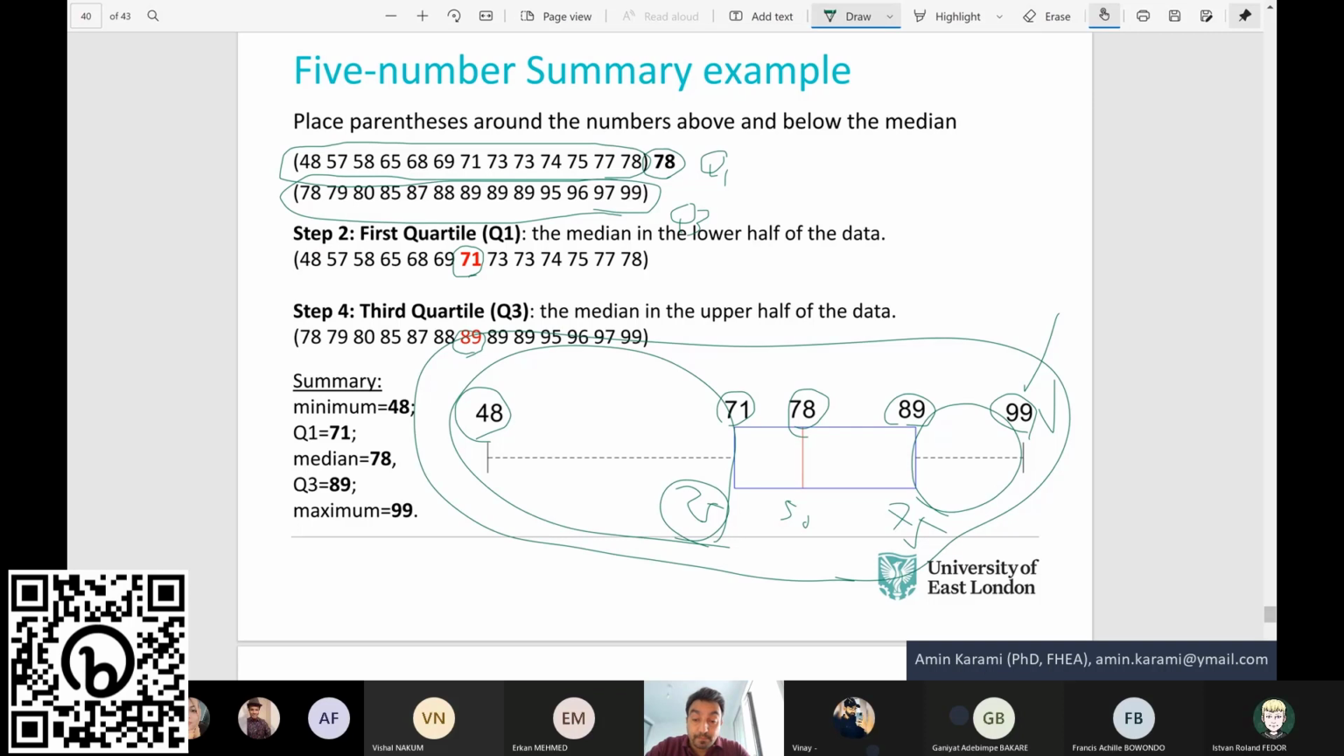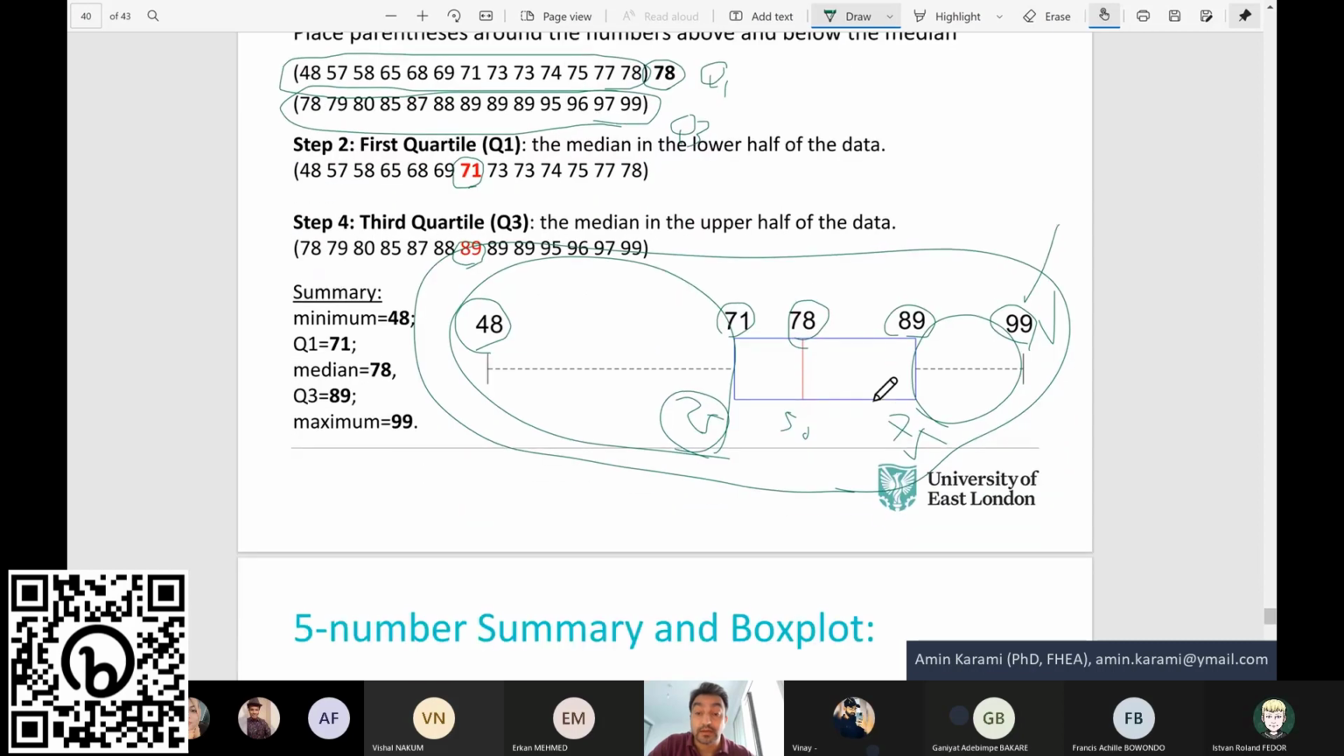And also the median, exactly the central value, is 78. So maybe it can be a nice mark distribution and so on. This is another technique that you can use to extract information out of data.